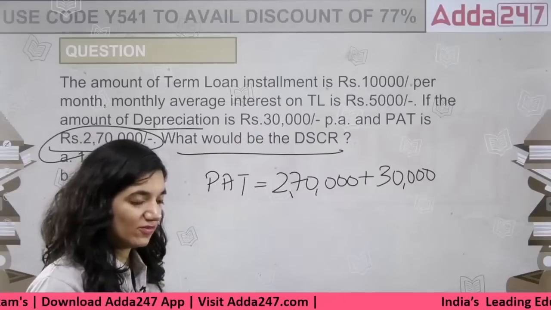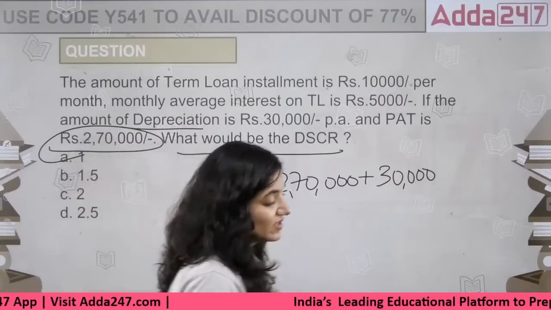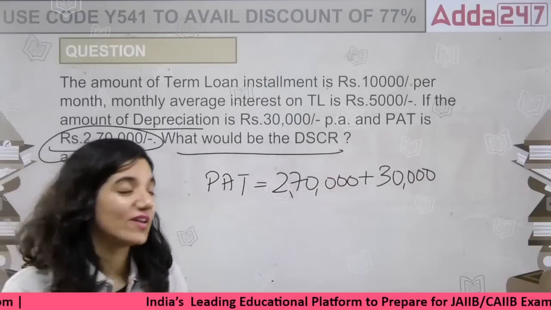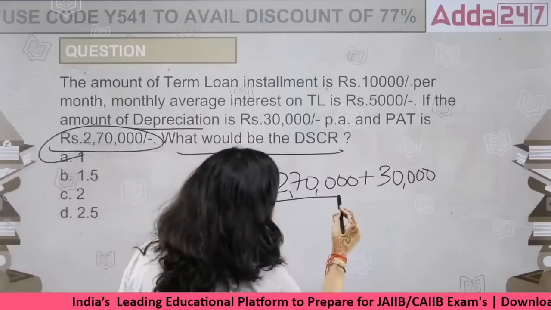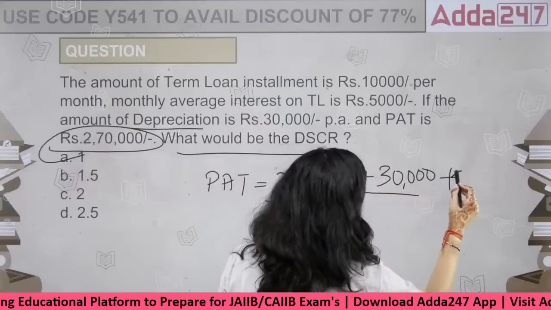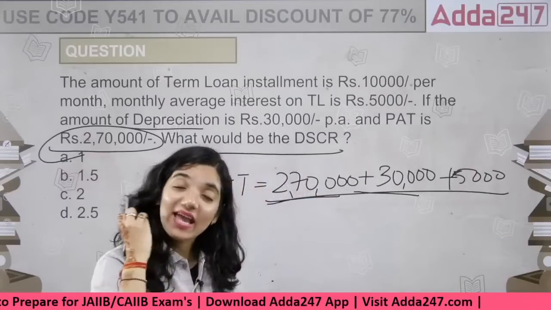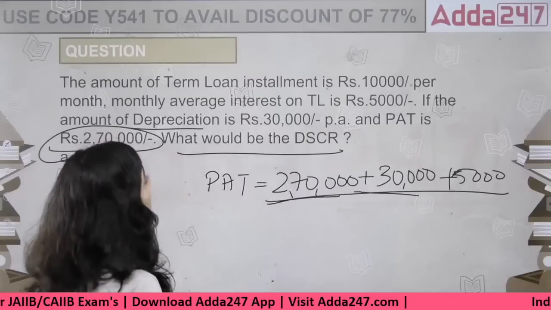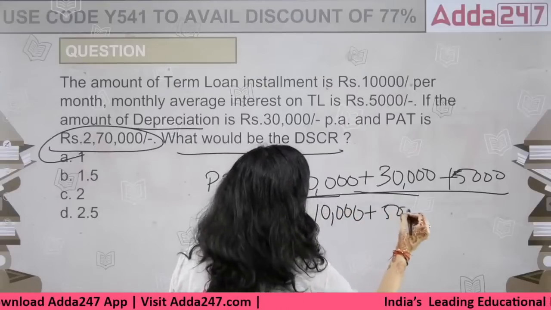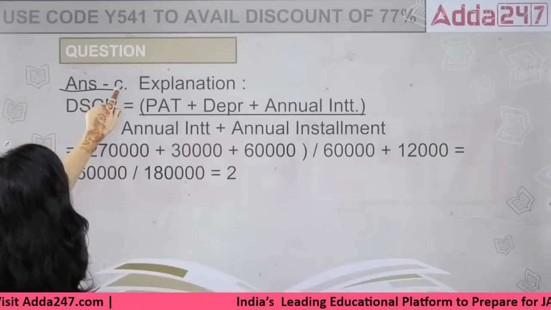See, these ratios are based upon the fact that whatever money you make before paying the interest, that amount determines whether we can give you more loan or whether more interest can be paid by you smoothly or not. So your profit after tax, then we add back the depreciation, then we add back the interest that we are paying, that is rupees 5,000, divided by the specific amount of money which we are paying in any case, that is 10,000 for the loan installment plus 5,000 for the interest. So the correct answer would come out to be C, right?